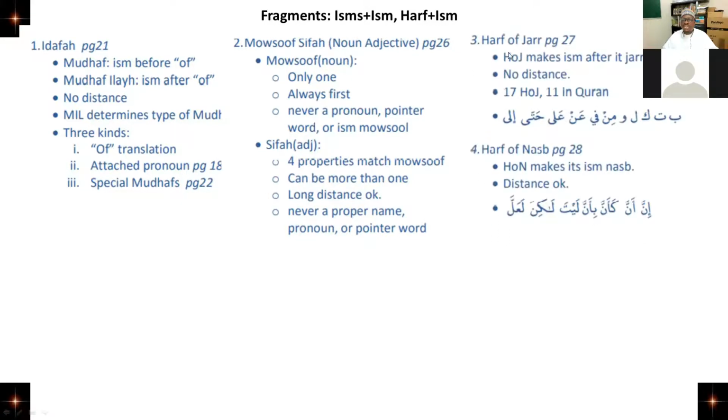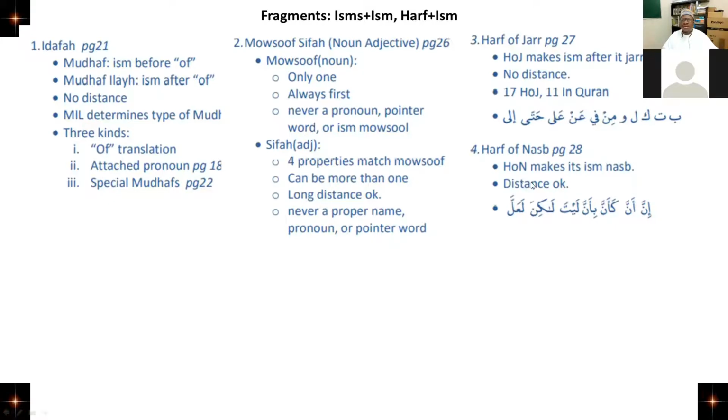The third type of fragment is harf of jar and its majrur. The harf of jars are these: ba, ta, kaf, lam, wa, min, fi, an, ala, hatta, ila. These are the ones mentioned in the Quran, as we said. And the jar wa majrur can never be separated. Okay. And the harf of jar has a duty to do, and that is to victimize the majrur and make it in a jar status with a sign of either kesra, ayni, ina, or atin, depending on the context or the word.